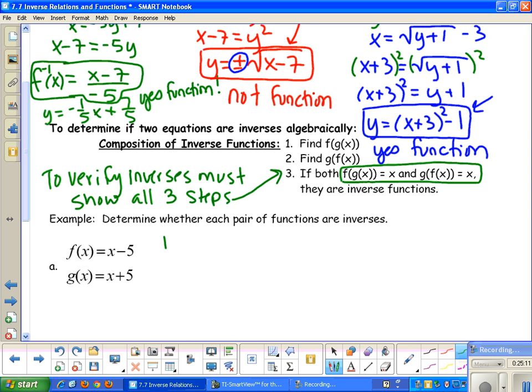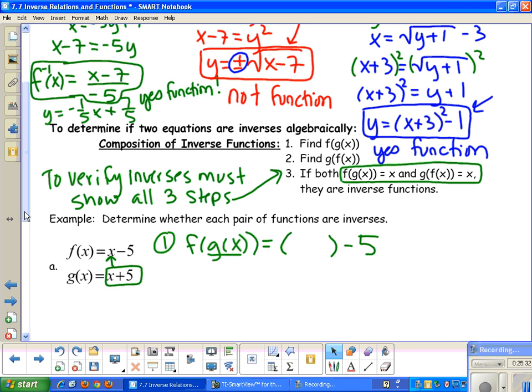So for the first step, I need to show that f of g of x must be equal to x. Remember, my inner function is g of x, and that means I'm taking g of x, which is this right here, and plugging it into x for this equation. So I'm taking x plus 5 and plugging it into my equation. When I simplify this, I get x plus 5 minus 5, which is just equal to x, so that one checks out.